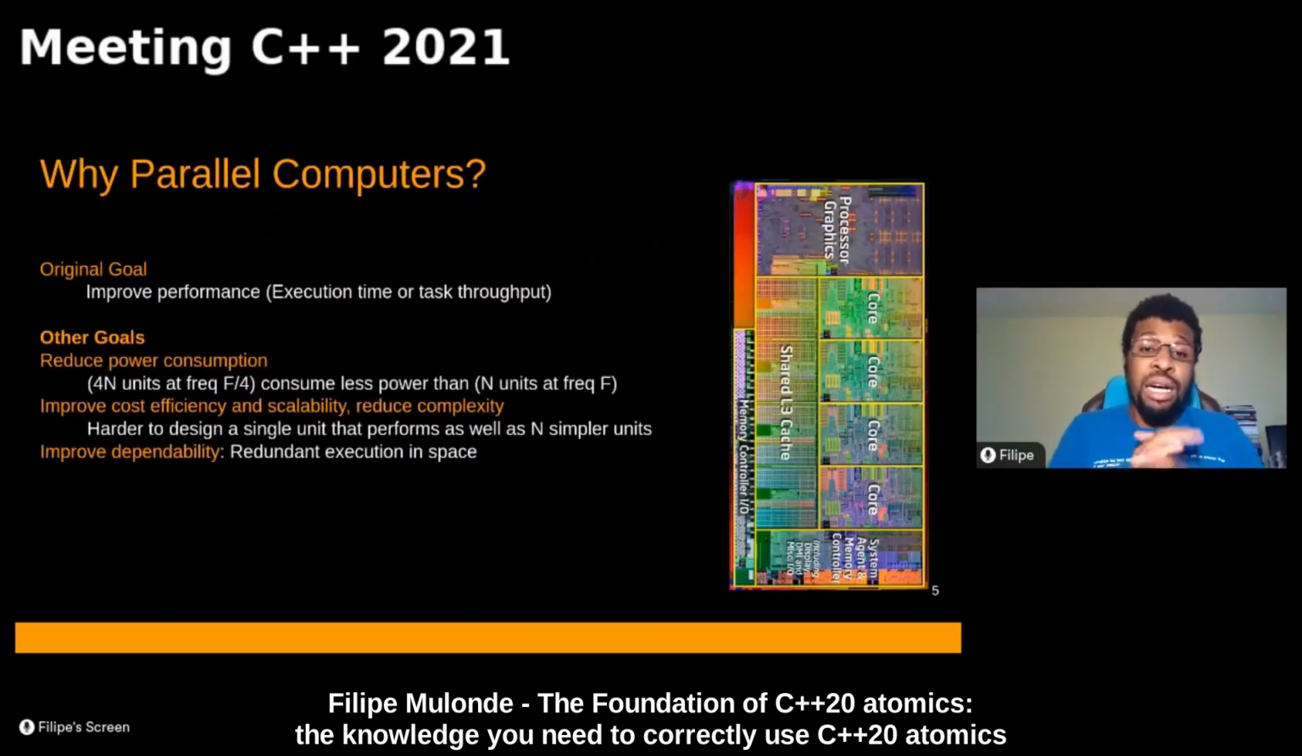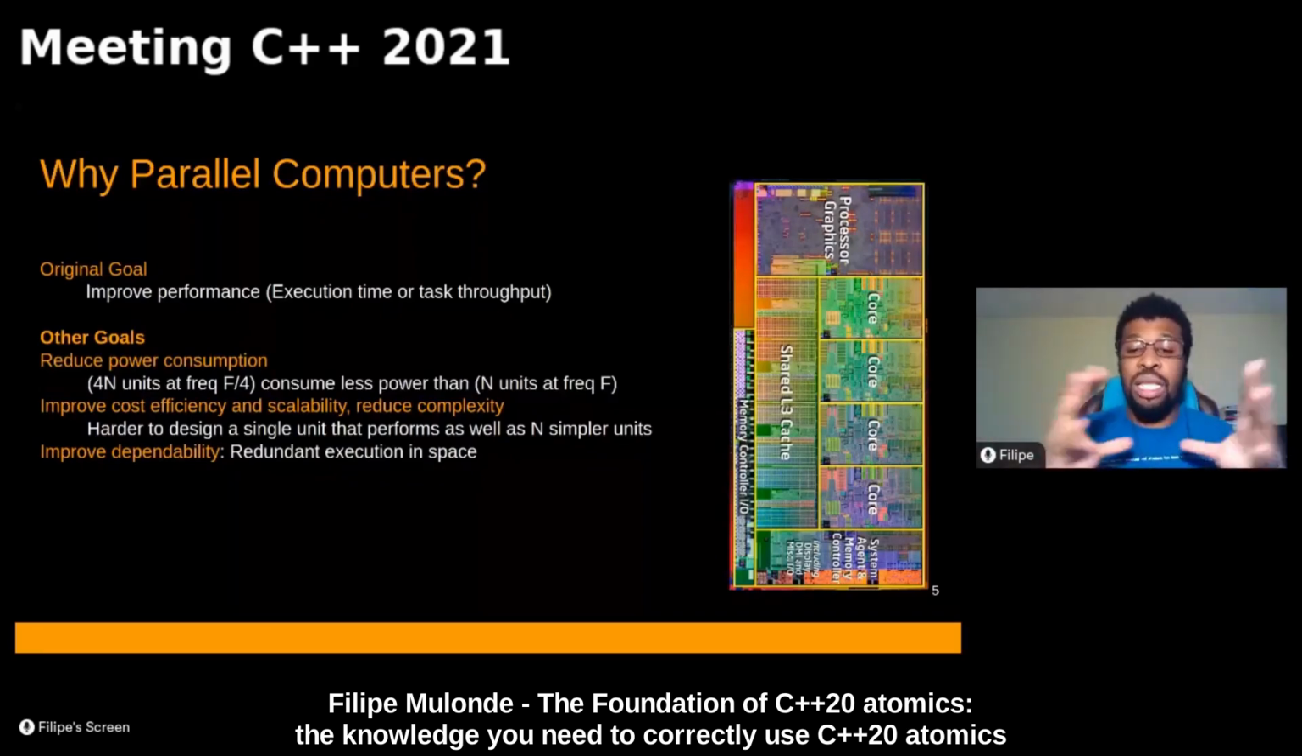There is no need for atomic operations if there are no parallel computers. So that's why it's also important to understand why parallel computers. The original goal was to improve performance, and there are also other goals like to reduce power consumption, to improve cost efficiency and scalability, and to reduce complexity. And there is also the goal to improve dependability. I'm going a little bit faster because all of this information is just to give the background and context to understand the rest of the talk.